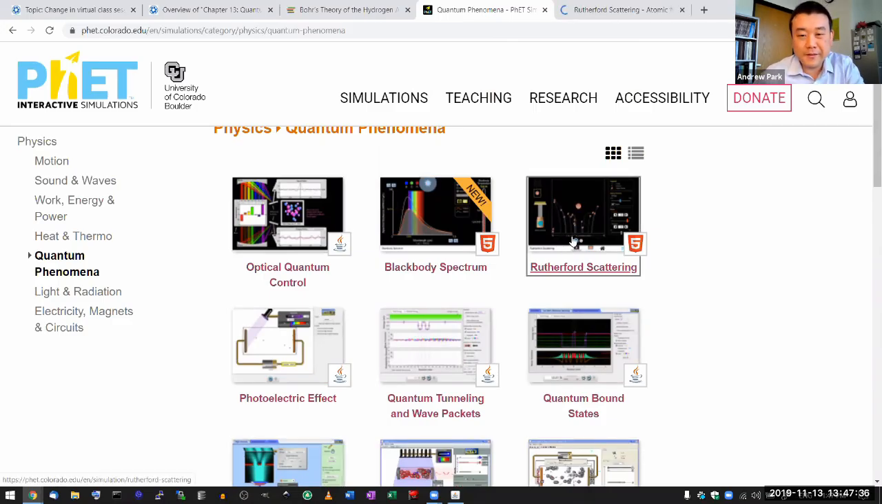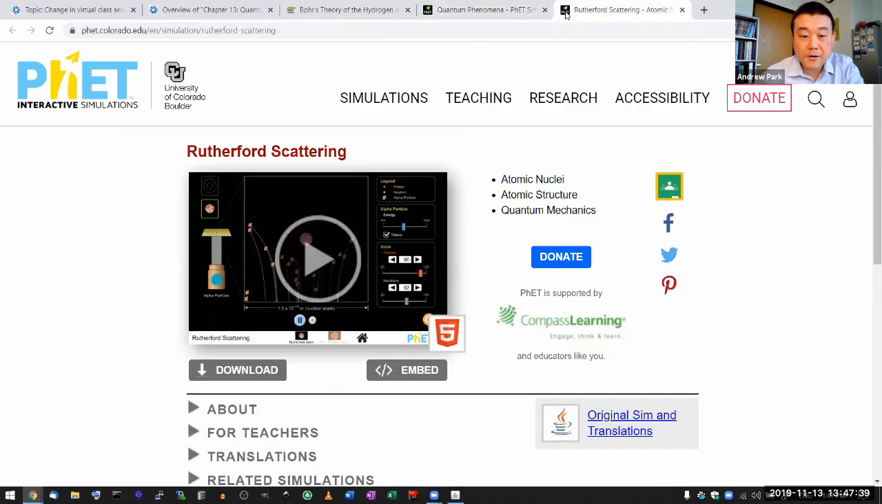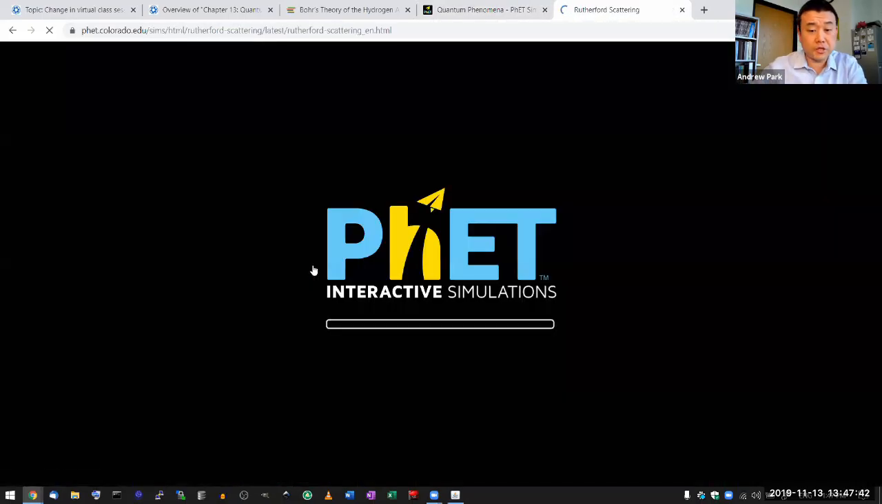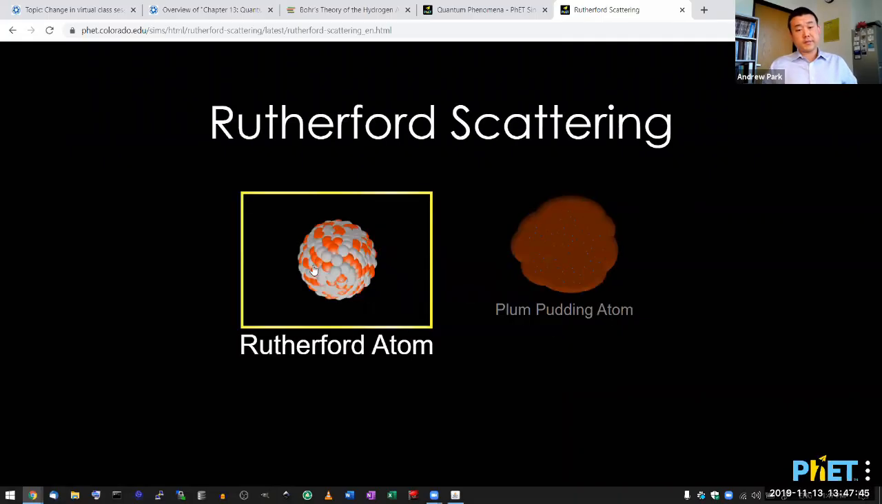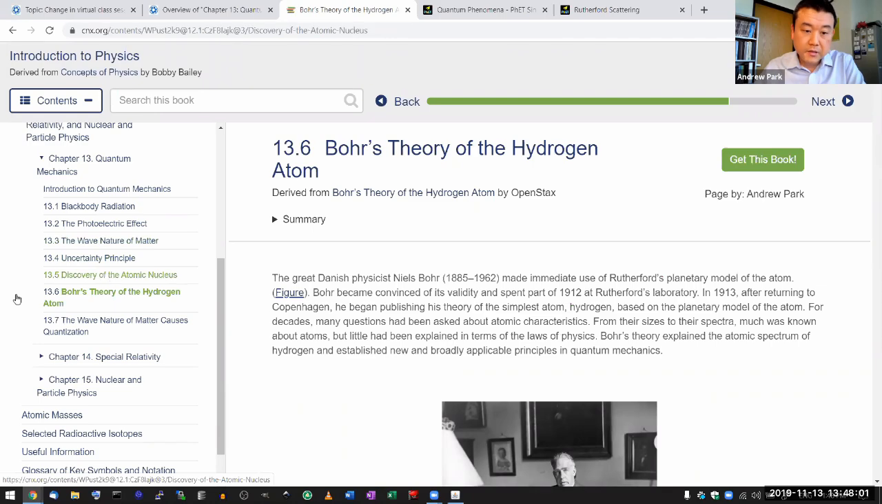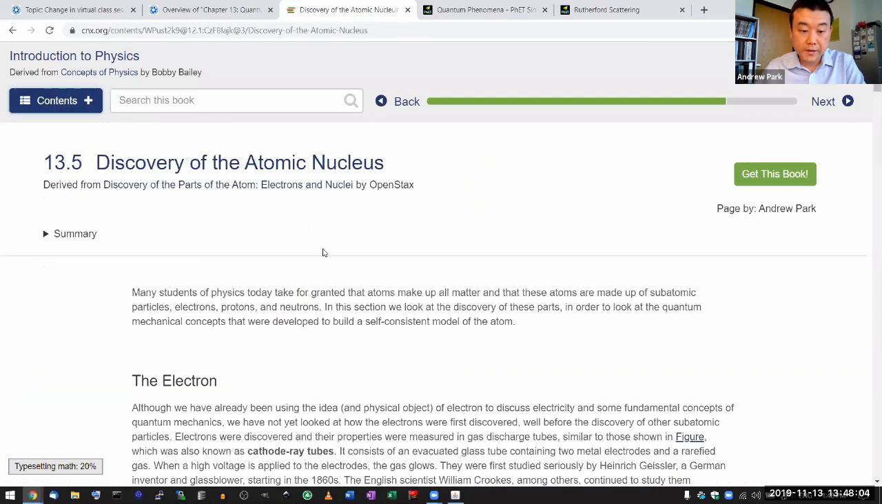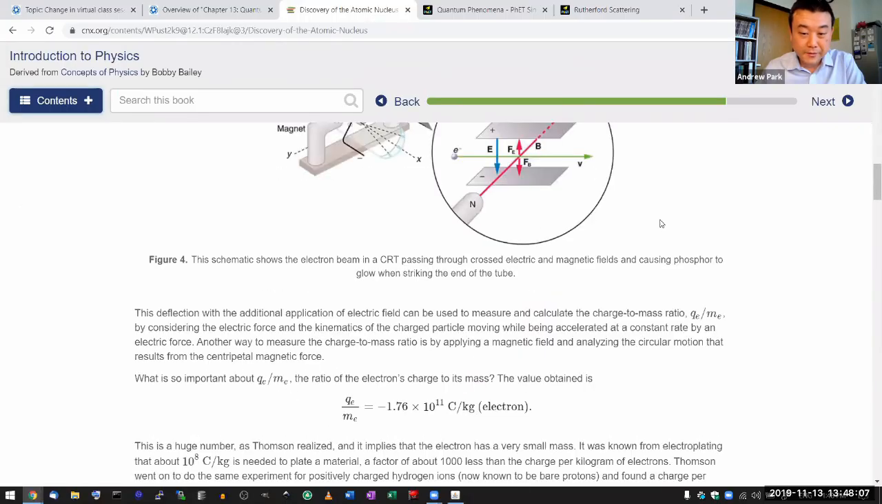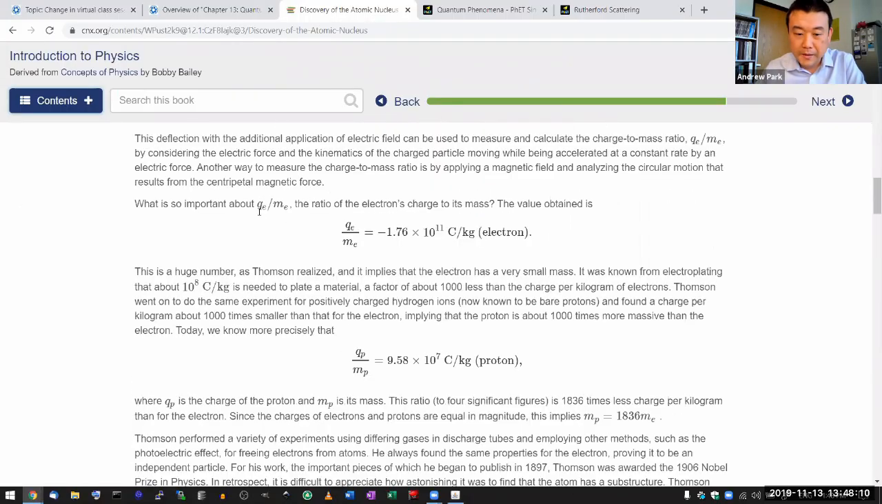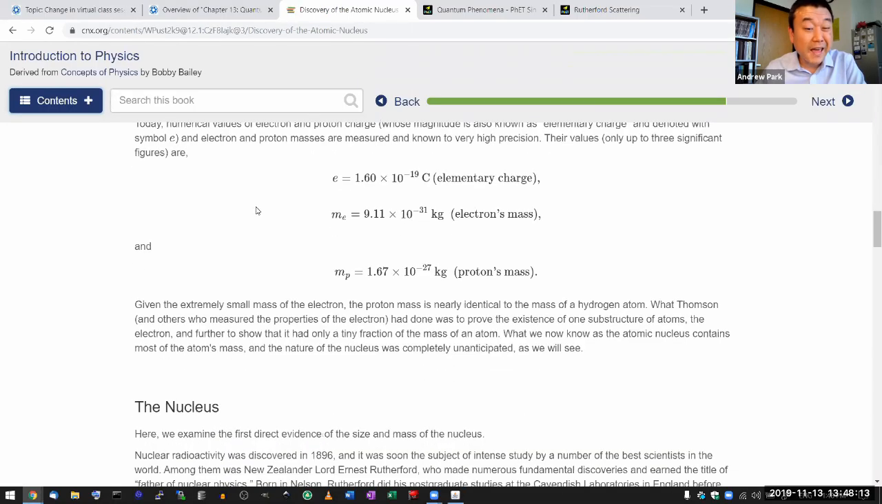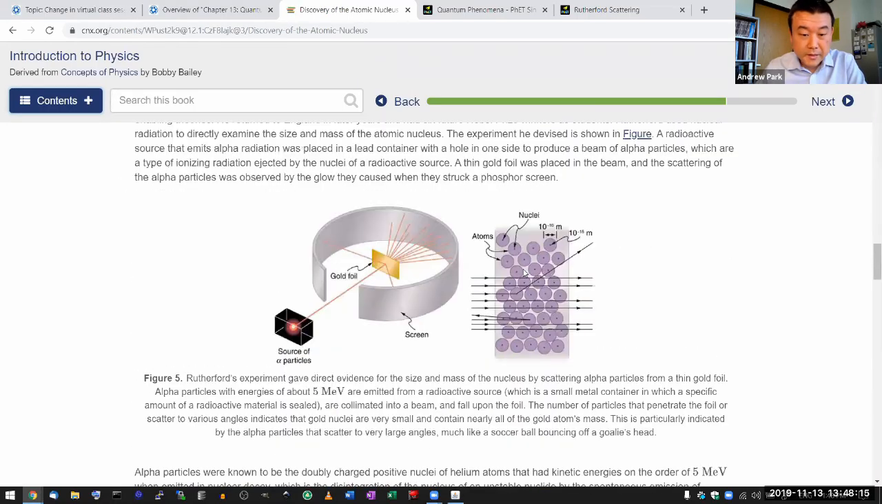It's the Rutherford scattering. This is really the experiment that established the existence of the atomic nucleus, which led into the Bohr model. So let me use this simulation to briefly describe the Rutherford experiment, which is described in chapter section 13.5. So you can take a look at that too. If you prefer to read, it's all here: the discovery of the beta ray electron, and then the discovery of the nucleus. Here are the figures and the written description.